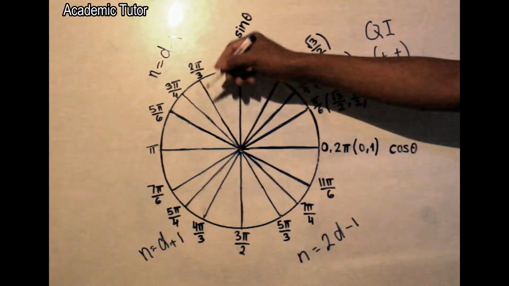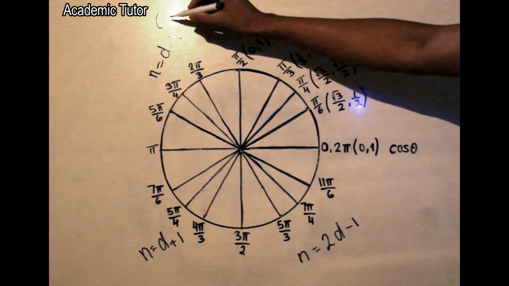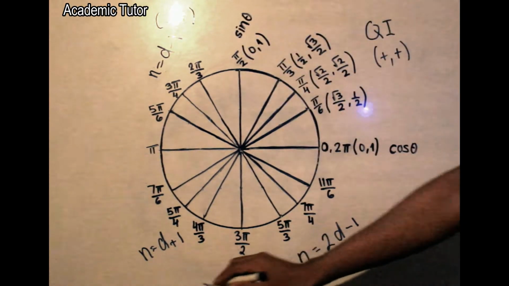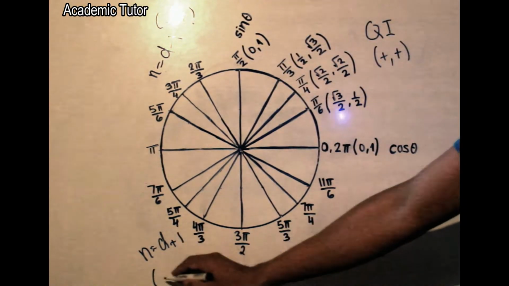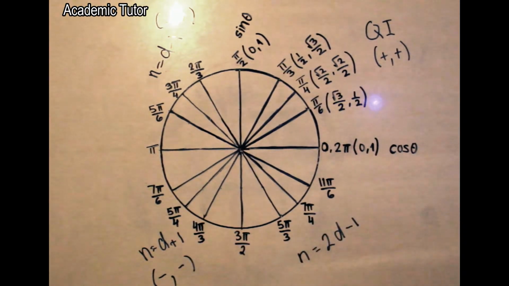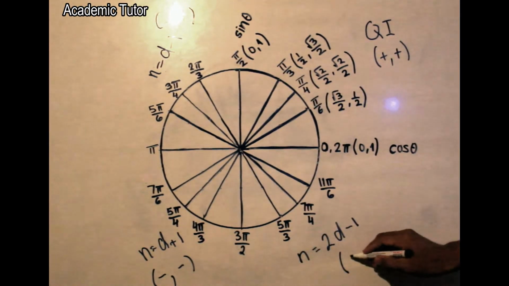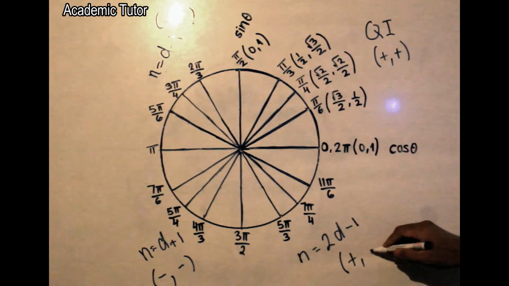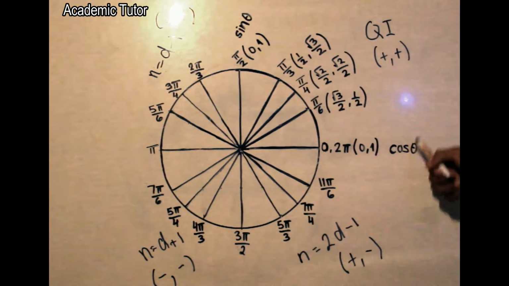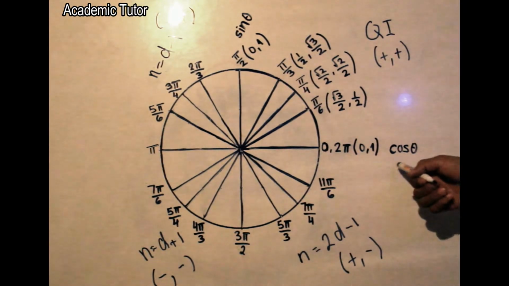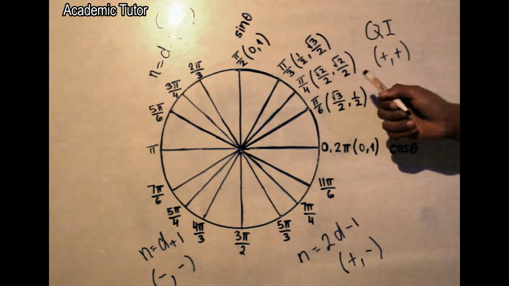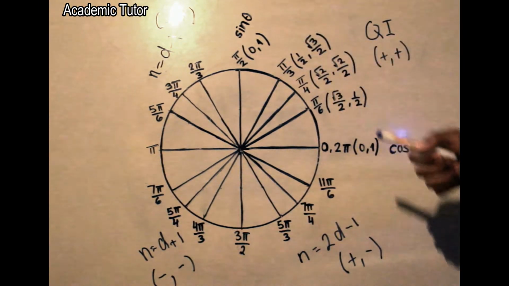In quadrant 2, the x values are negative, the y values are positive. In quadrant 3, both values of x and y are negative, and for quadrant 4, the x values are positive and the y values are negative, where the x values represent the cosine of any angle, and the y values represent the sine of any angle.